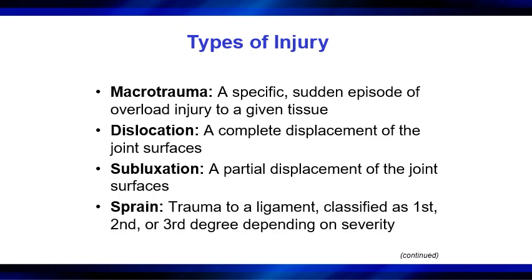A sprain is trauma to a ligament, which will very commonly happen. You'll also get ligament damage when you have dislocations and subluxations, obviously, because the ligaments are what essentially hold the joints together. Sprains are typically classified as first, second, or third degree, depending on the severity. So depending on whether the ligament is maybe just stretched, partially torn, or completely torn.